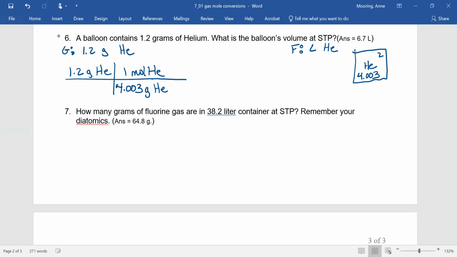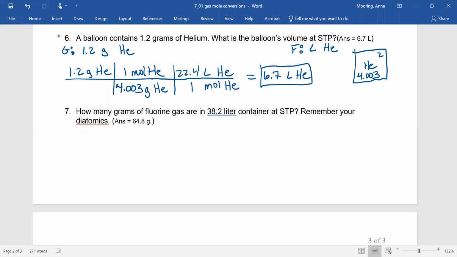So we write 4.003. Now, we're not to liters yet, so now we've got to cancel out the moles of helium, and we are going to go to liters of helium. So we have 22.4 liters of helium in 1 mole of helium. We do the math and we should get 6.7 liters of helium.